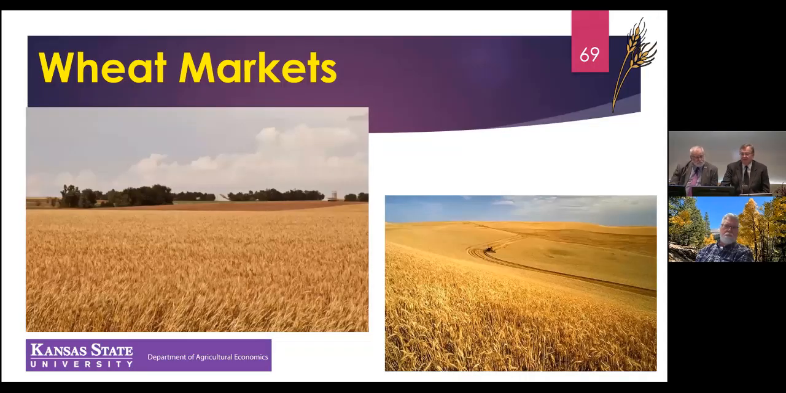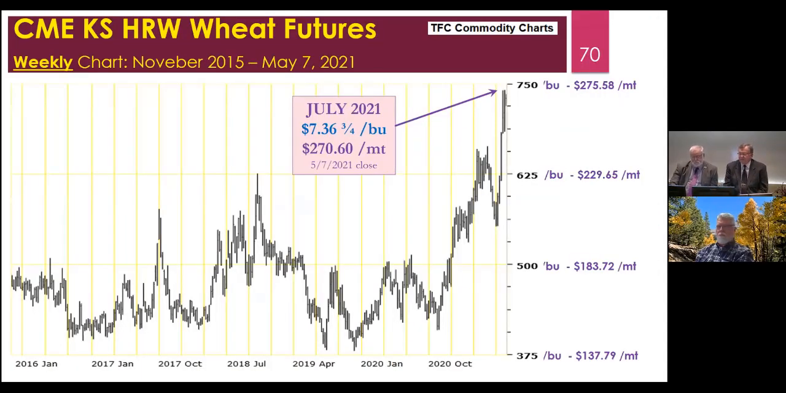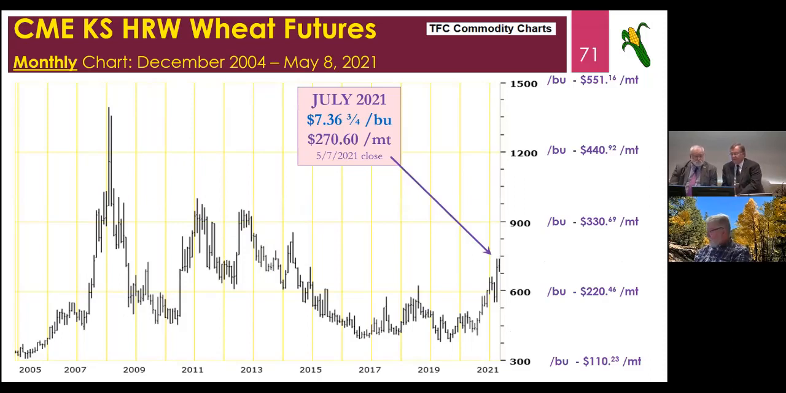Yep. Take a look at wheat. We've got about 10 minutes left, so I'll hit on some major things. We'll do wheat and soybeans. You look at this price chart for wheat. Friday's close, 736 for July, 736 and 3/4, 271 basically U.S. dollars per metric ton. And you look at that from a historic point of view, though.